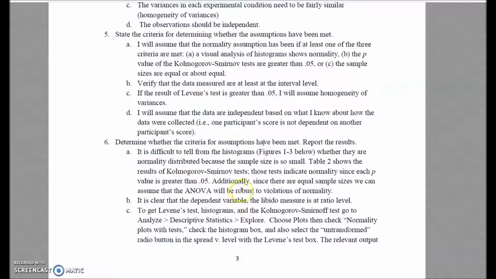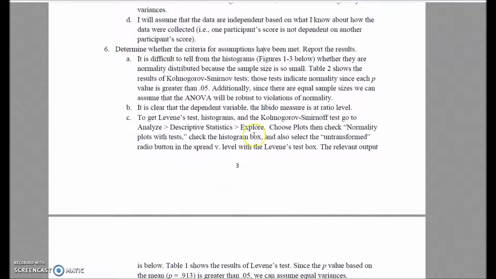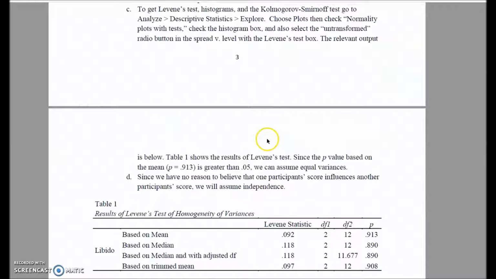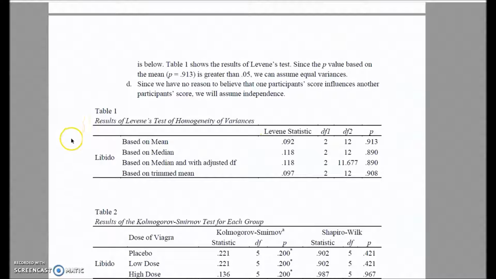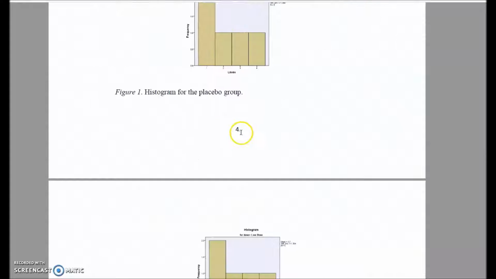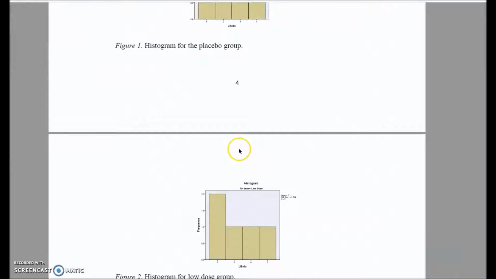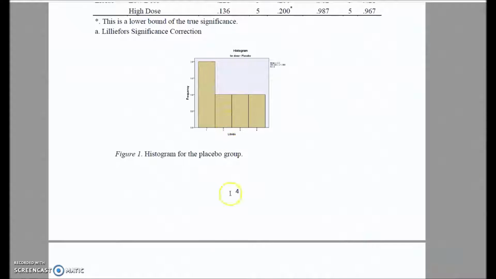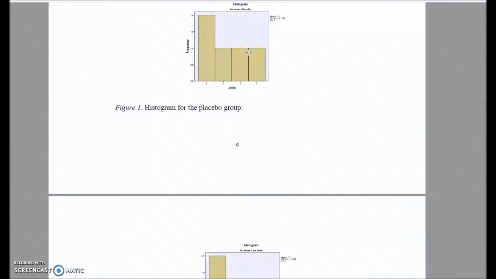Here is the report, and here it gives you how to run the Levene's test and things like that. Here is your table 1. That was the Levene's test. Remember how it was 0.913. Here is the KS test. It was 0.2, 0.2, and 0.2, the lower bound of true significance, and I have the Lilliefors significance correction. Here are the histograms that I have put over here. This one is the placebo. You have a PDF and a Word document uploaded. If you cannot see it in the Word document, you can make the images bigger also.